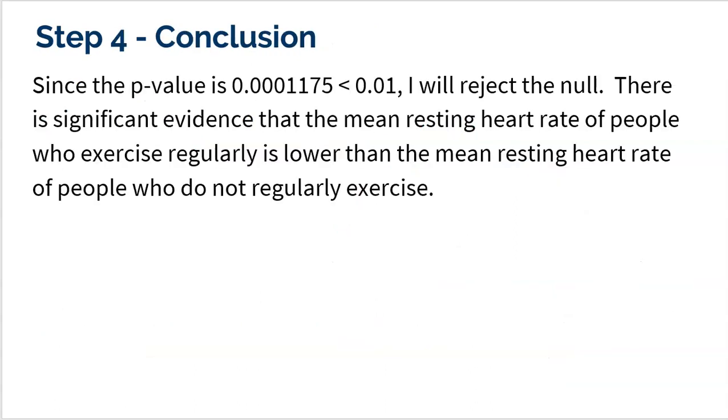And this is what's going to clearly tell me to reject the null. Since my p-value is well less than my alpha, I'll reject the null. There is significant evidence that the mean resting heart rate of people who exercise regularly is lower than the mean resting heart rate of people who do not exercise regularly. So pretty clear evidence here that I'm making the right decision to reject the null. And it does appear that if you exercise, you do have a lower resting heart rate on average than somebody who does not.